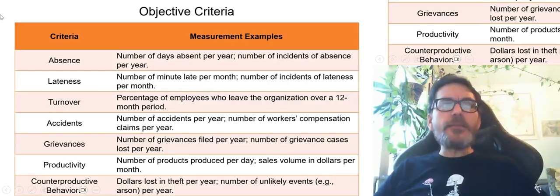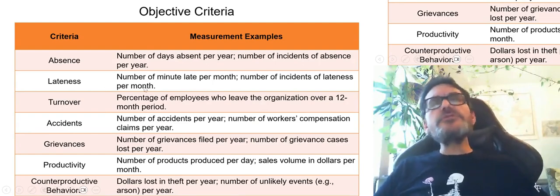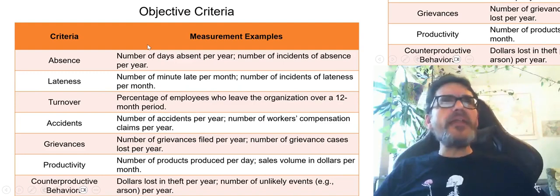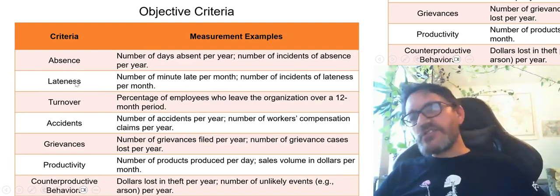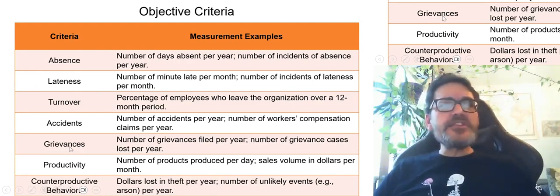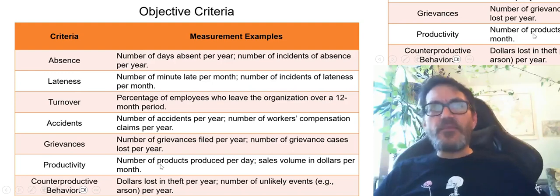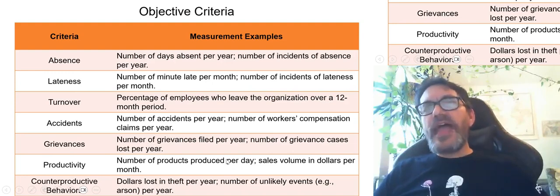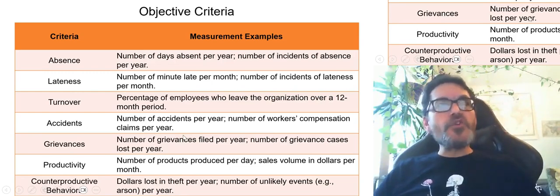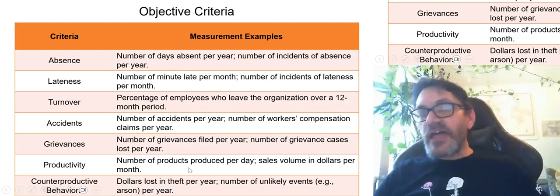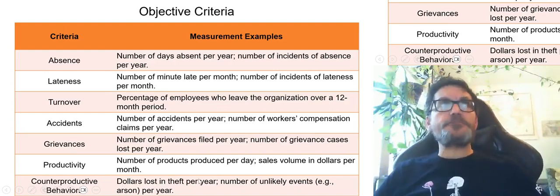So some quantifiable things that might be used in the criterion domain could be absences, latencies, although these fall into the category of personnel measures, but grievances, but here it is, productivity, right? Products produced per day, sales volume per month, whatever it might be, but it could also be counterproductive behaviors like theft and things of this nature.